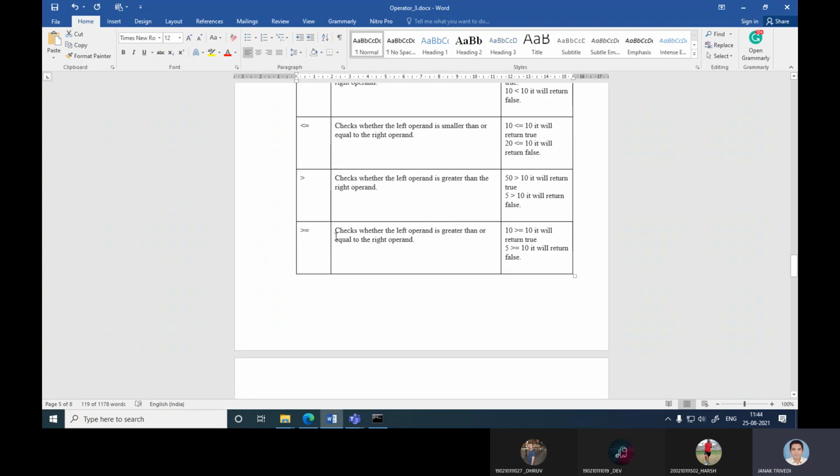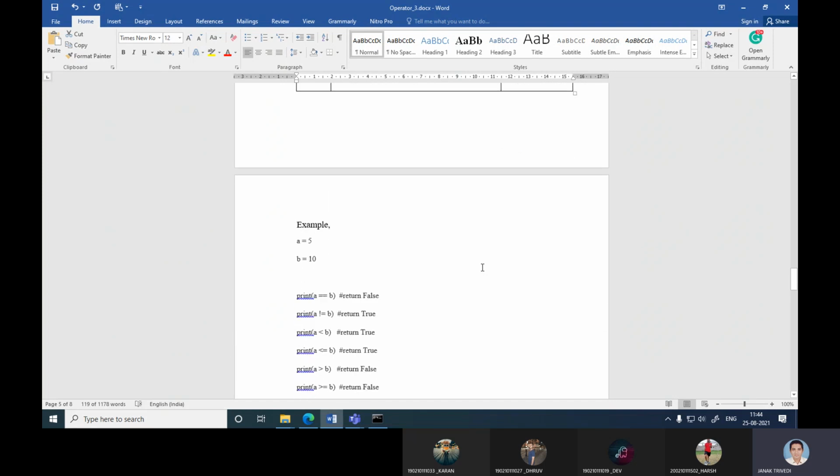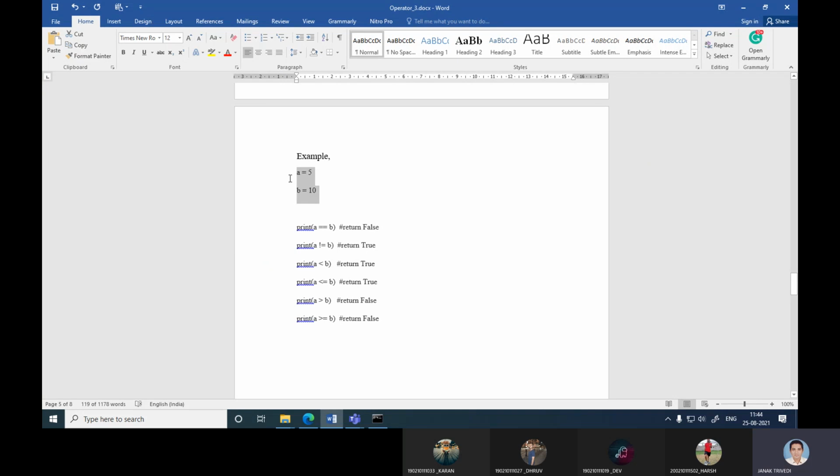Then greater than equal to: check whether the left operand is greater than or equal to the right operand. So in this case, 10 greater than equal to 10 will return true, and 5 greater than equal to 10 will return false. Now let's check with this particular.